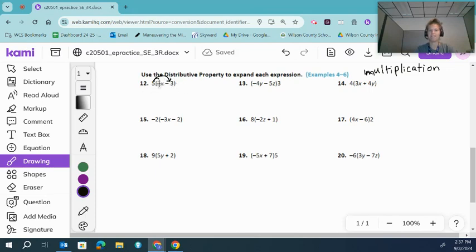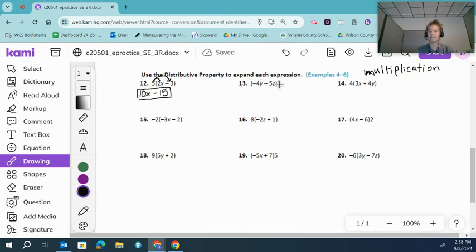So 5 times 2x is going to be 10x because 5 times 2 is 10, and we're going to keep that variable, the x. Then 5 times negative 3 is negative 15 because a positive times a negative is a negative, and 5 times 3 is 15. So this would be our expanded expression.